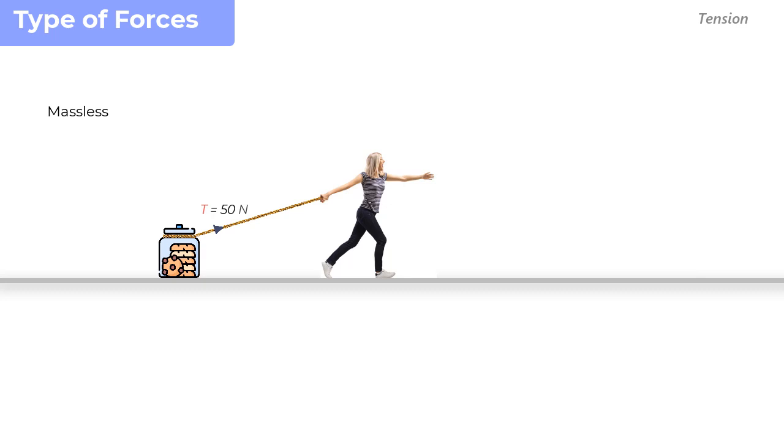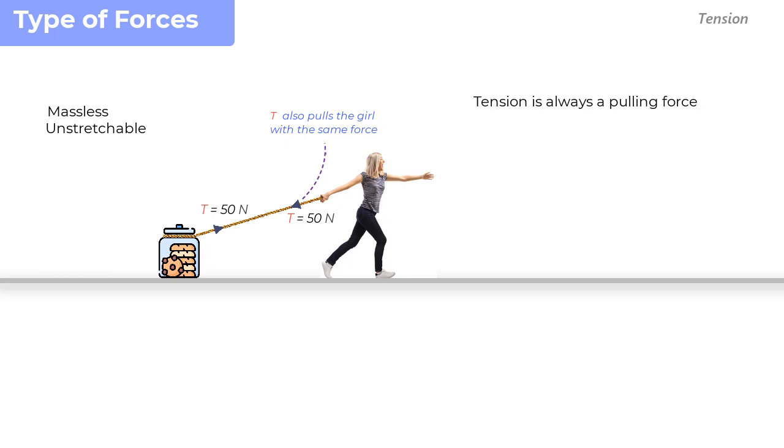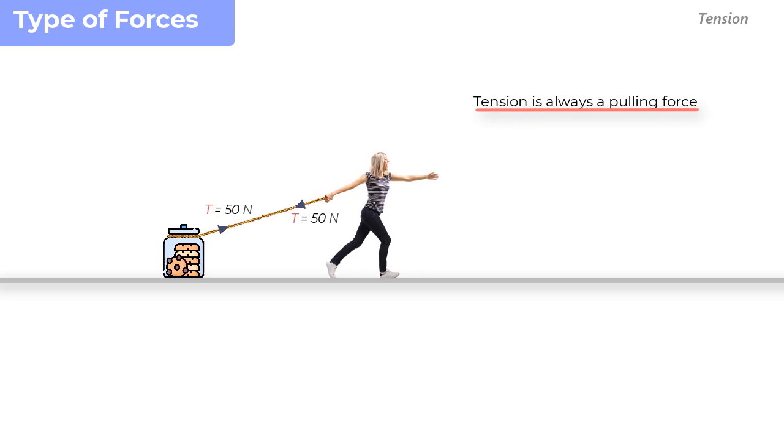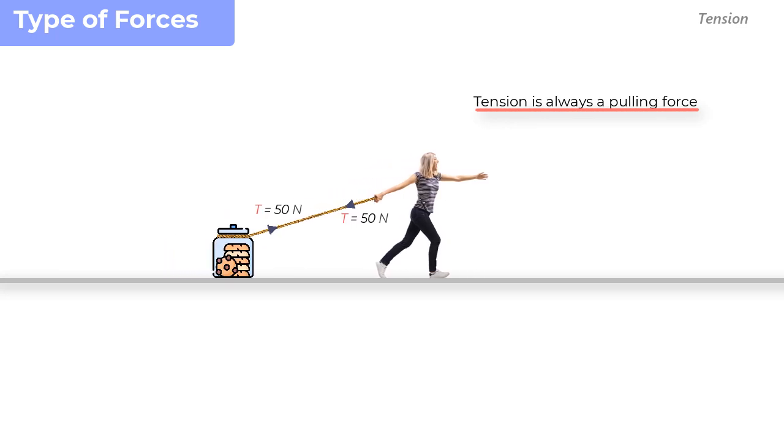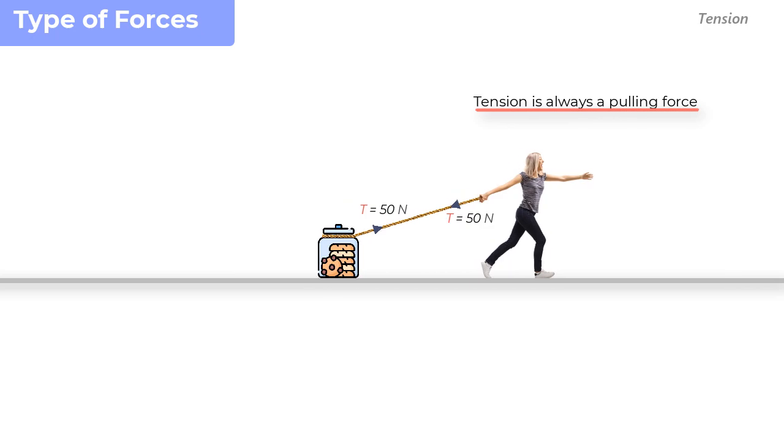Also, a rope or a cord is often considered massless when compared to the mass being pulled, and it is also assumed to be unstretchable. And you would apply these two assumptions in most numerical problems you will encounter. So you can say that a cord connects two bodies and it pulls on both bodies with the same force T. And one thing you must always remember is that tension is always a pulling force. After all, you've always seen a rope pulling an object and never experienced a rope pushing an object.